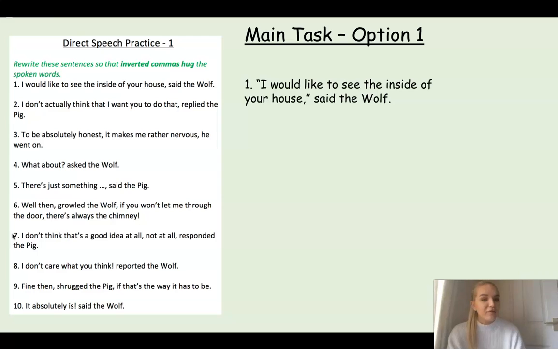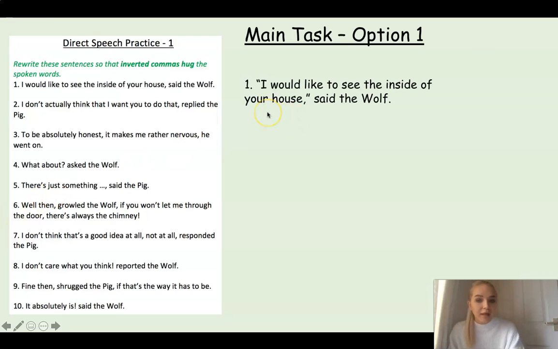So, you have two tasks, and these two tasks will both be in your resource folder. The main task, option 1, direct speech practice 1, is I would like you to rewrite these sentences, but the difference is there are no inverted commas so far. So your task is to include the inverted commas, making sure that they hug the spoken words. But be careful because some of them have this situation, like number 6, where the direct speech has been split and separated by our reported clause.